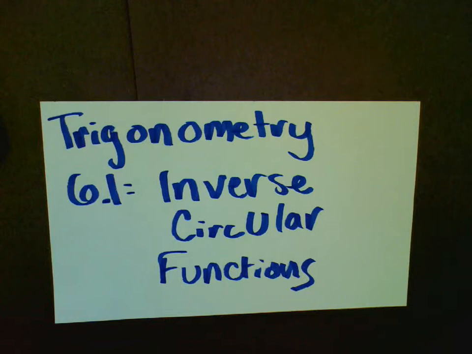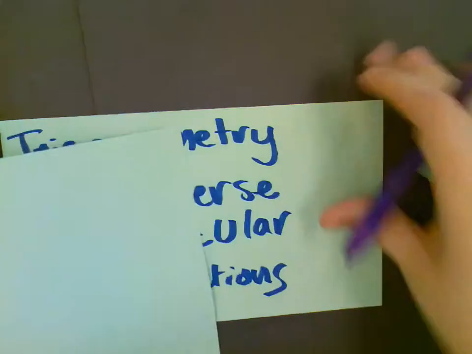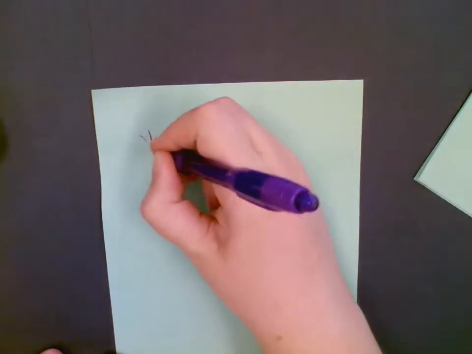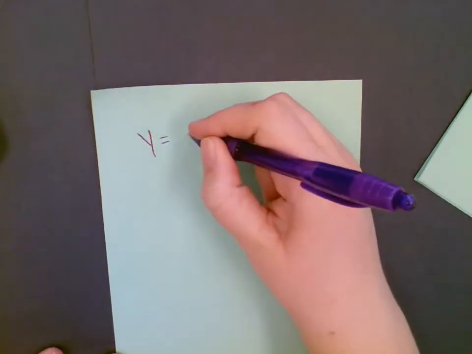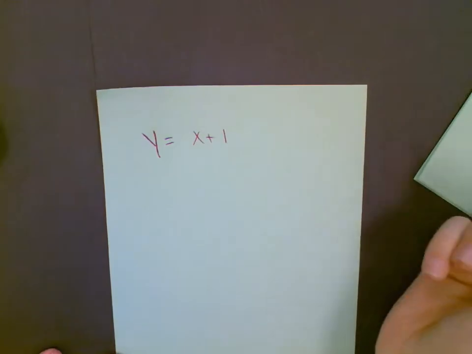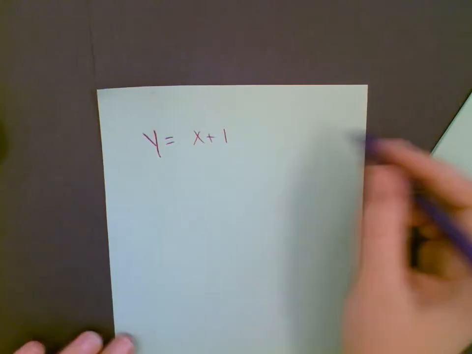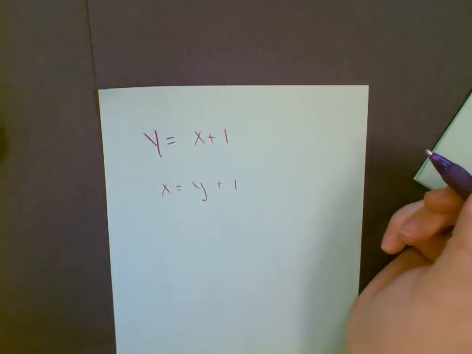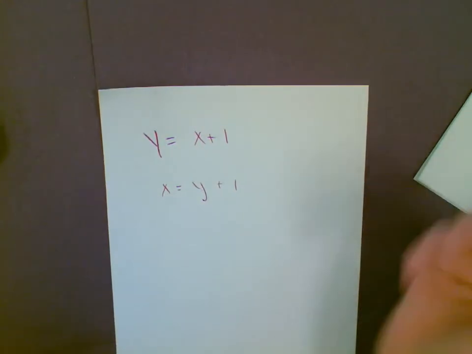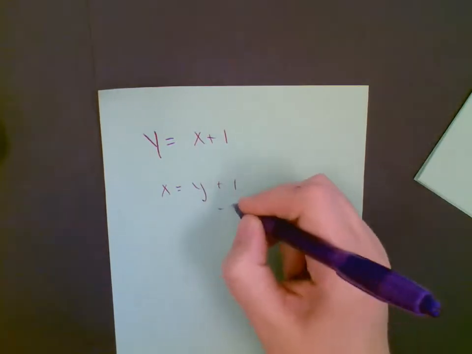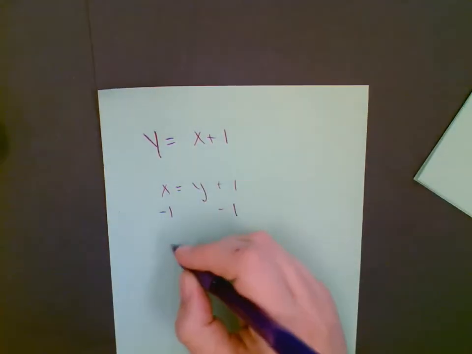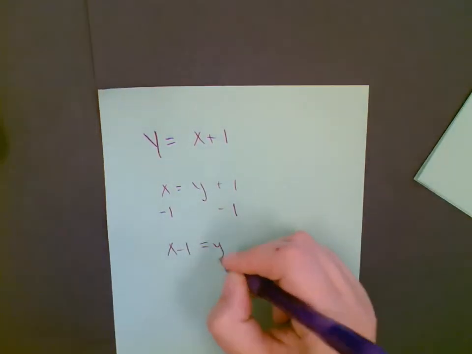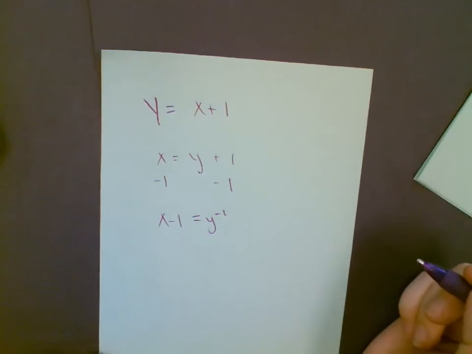So remember when you're finding the inverse of a function, we switch our x and y and solve for x. So if we had something like this and we wanted to find the inverse, we would switch the x and y and then solve the equation for y. I think I just said x, but we solve for y. So to get y by itself, we would subtract 1. So x minus 1 is the inverse of y.